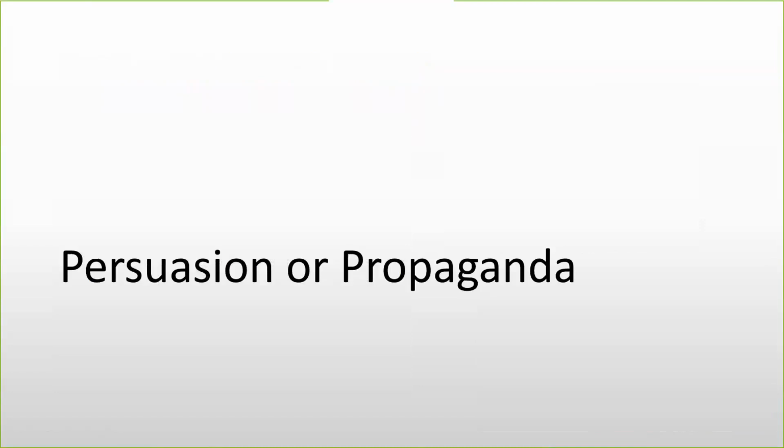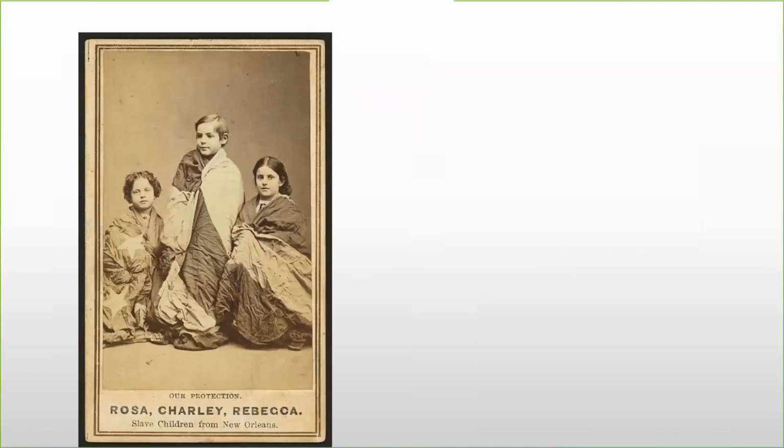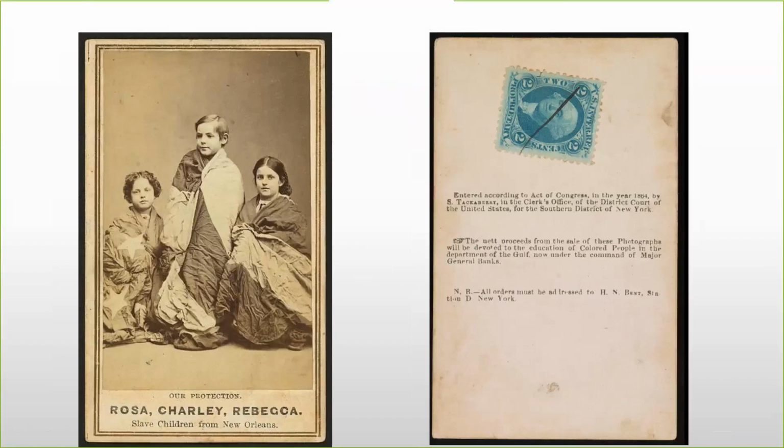Another direction we might take to help students unpack some of the complexity of historic examples is the role of persuasion or propaganda. A striking example of this for me is the Charles Paxson carte de visite here. These were small prints of slave children from New Orleans. They were printed on cardstock and sold commercially. They were popular collectibles during the Victorian period. Some say this may have marked the beginning of celebrity culture.